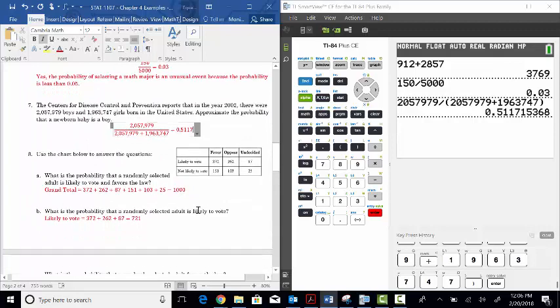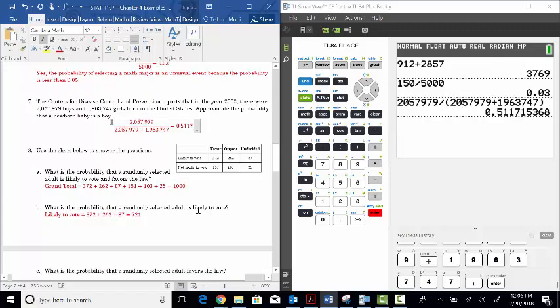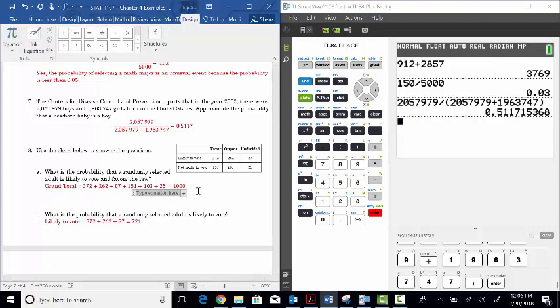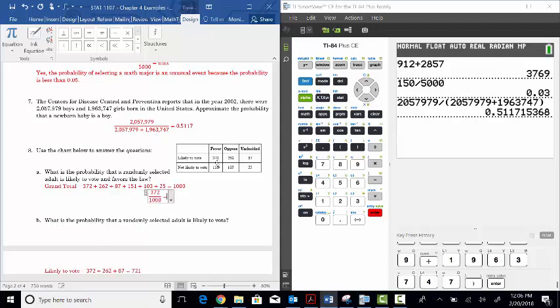All right, next question. It says use your chart to answer the questions. What is the probability that a randomly selected adult is likely to vote and favors the law? So, first of all, I needed to figure out what my grand total was. So I added up all the values in the chart to get a grand total of 1,000. Now, I'm looking for the person who favors the law and is likely to vote, and I'm finding that cross number, which in this case is 372. So I'm going to take that 372, divide it by my grand total, and I should get a probability of 0.372.